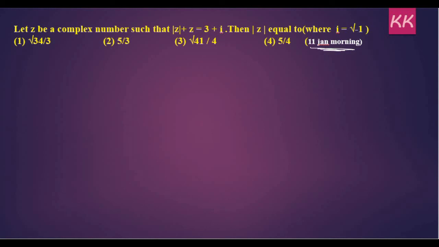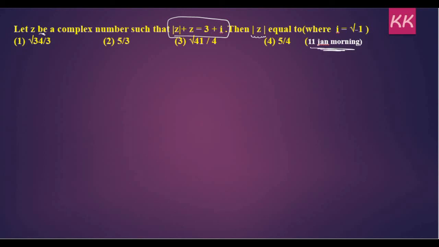Now, you can see that let Z be a complex number satisfying the condition mod Z plus Z is equal to 3 plus i. This is the main condition in the problem. Here we do not know what the complex number is, and he is asking to find the value of modulus of Z. So, to find modulus of Z, we simply use the given condition.